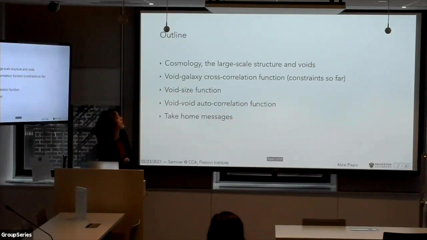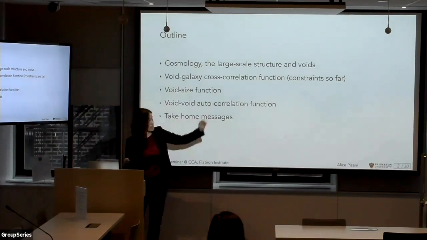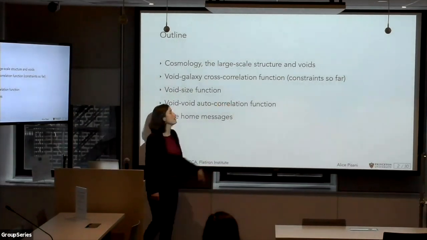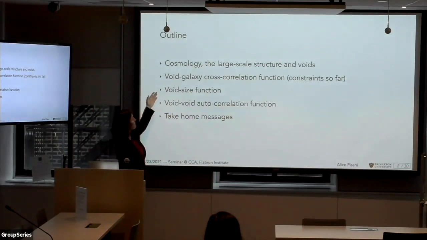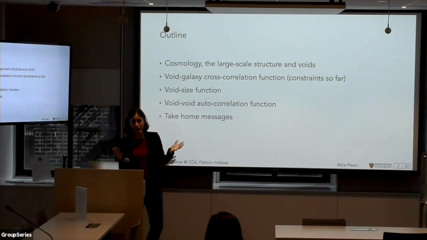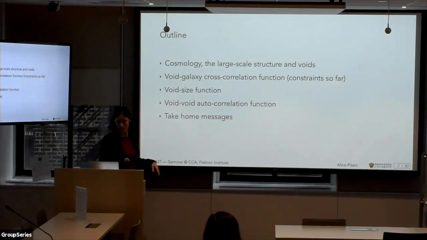So let's move to the outline of my talk. I will briefly introduce cosmology, the large-scale structure, and voids, and then move into explaining what are the observables that we can use to extract cosmological information from voids. I will focus on the void galaxy correlation function and talk about constraints that we have so far. Then I will present the void size function and talk a little bit about the void-void autocorrelation function. And finally, I will conclude with my take-home messages.